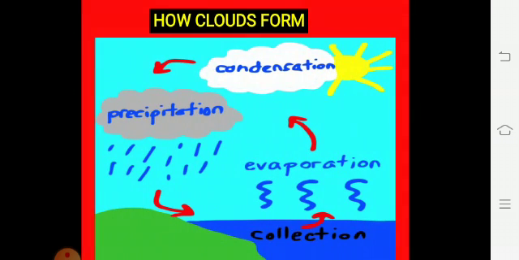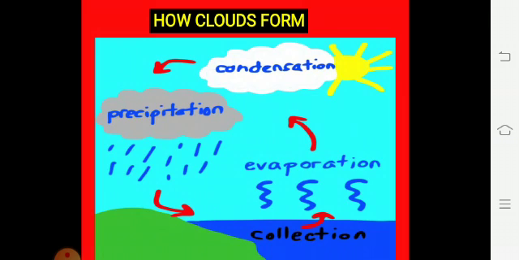How do clouds form? This process is the best example of evaporation and condensation. Students, let's suppose we have a collection of water, whether in a pond, lake, river or ocean. Now we have a source of energy, the sun. The sun will raise the temperature, and while the temperature is increasing, evaporation will increase in the sea, in the river or in the ponds.